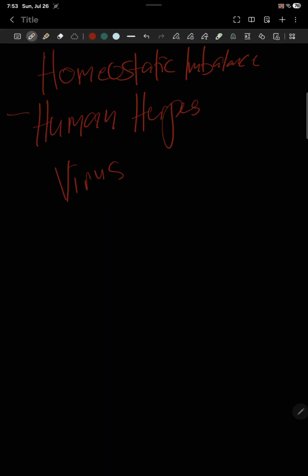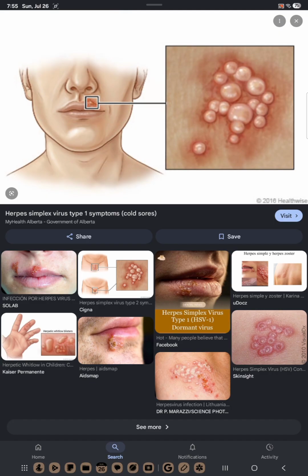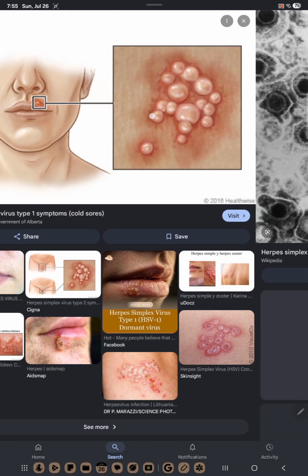So, we have here the homeostatic imbalance. So, human herpes virus number 1. Human herpes virus, ang cause niya kay cold sore. So, that's the main cause. Okay? So, this is what it looks like, the human herpes virus 1.